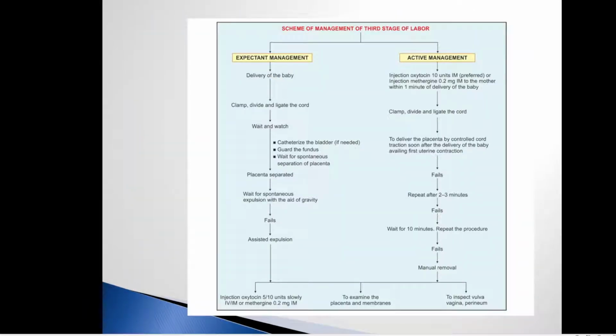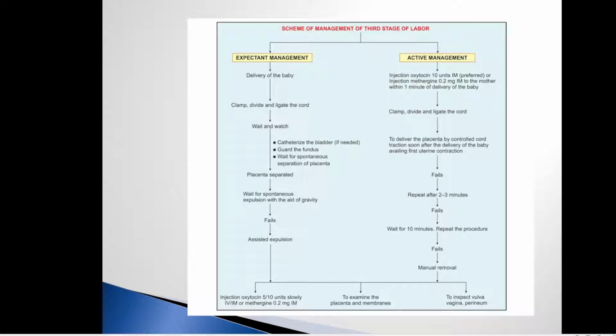I like this table. It's a scheme of management of the third stage of labor. According to this information, you see that there are expectant and active management. I want to draw attention that in active management we use an injection of oxytocin, 10 international units, or an injection of methylergometrine to the mother within 1 minute of delivery of the baby.